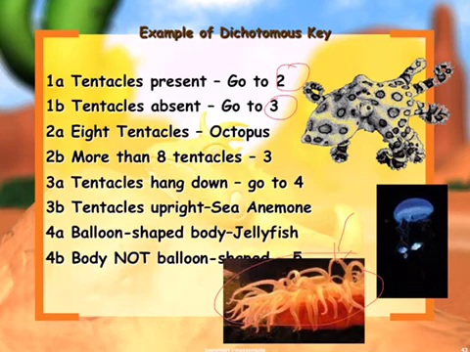Does it have 8 tentacles? If it does, it would be this guy here. But it does not. It appears to have way more than 8. So I'm going to go on to question 3. Do the tentacles hang down? If they do, then I would go on to question 4. But they appear to be upright. And with answering those 3 questions, I'm able to identify this organism as a sea anemone.